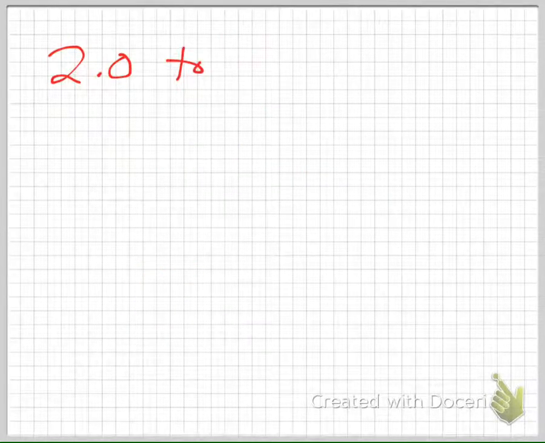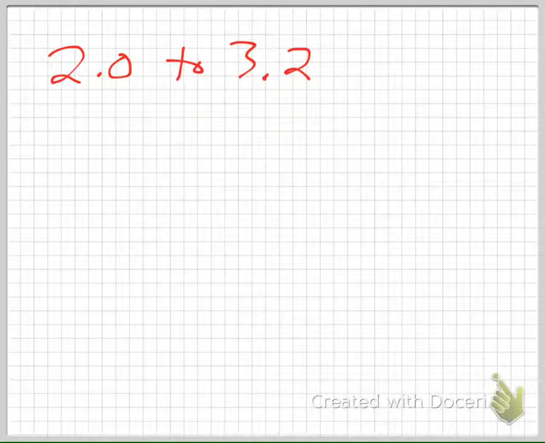Anyway, I'm going to give you a couple to see if you have this. Okay, we're going to go from, and you can use your calculator, from 2.0 to 3.2. Do that one for me right now. Here we go. So here's the deal. What's the formula for finding the percent of change?